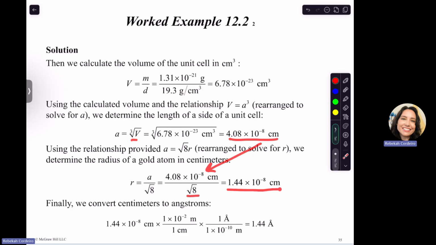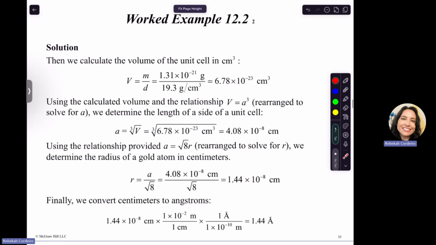we get our radius. Now radius is in centimeters here, but they ask for angstroms, and so we know that 1 angstrom is 10 to the negative 10 meters, and we know 1 centimeter is 10 to the negative 2 meters, and we can just do a little converting there to get our angstroms. So hopefully that makes sense. If not, if you got lost anywhere, go back to it, try it again, and text me if you need some help.